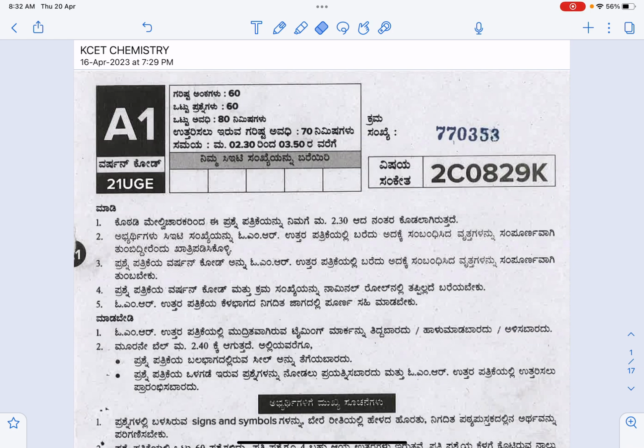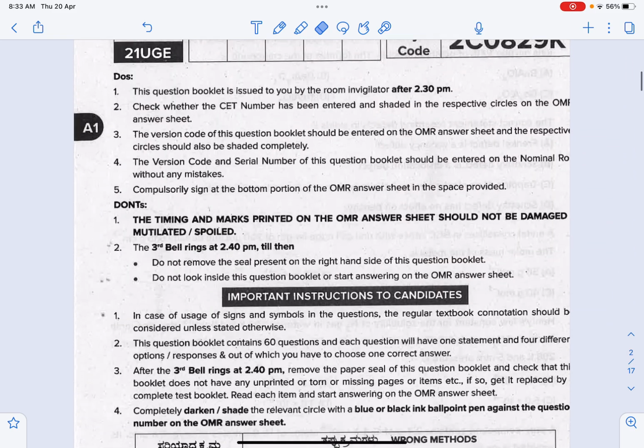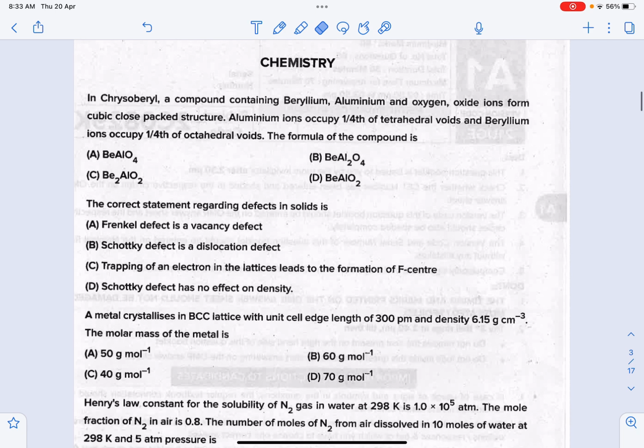I am Rashmi. Students, in this video I will make you solve KCET chemistry paper which was held on 16 April 2023. The solution of this paper will help you for your upcoming exams. So let's start. Here is the first question.